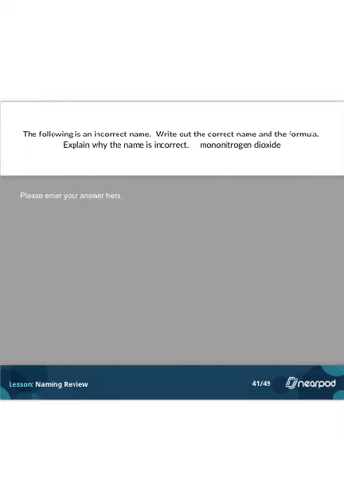Mononitrogen dioxide. So for naming molecular compounds, if the first one there's only one of, we don't put the mono. So it's just nitrogen dioxide, and nitrogen dioxide would look like this.